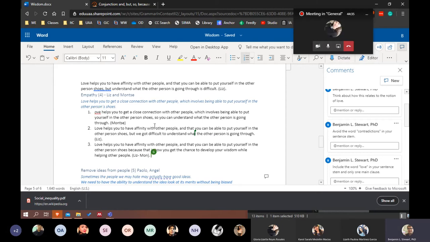Okay, you can say "love helps." This is part of the stem. You can say "love helps get a close connection" instead of "helps you." Love helps get, or you could say helps one get a close connection with. Do you want to say close connection or closer? Maybe a closer connection.